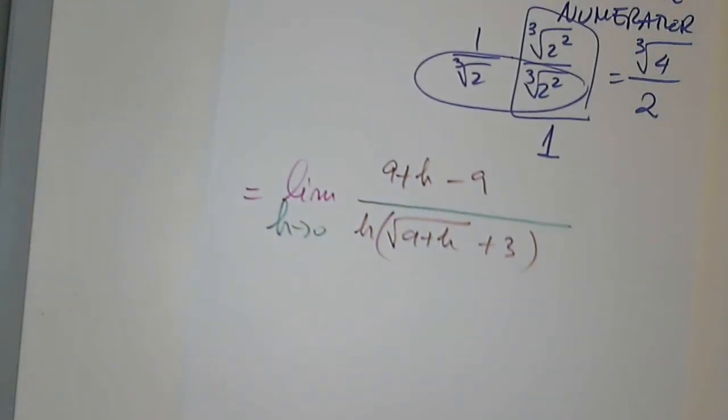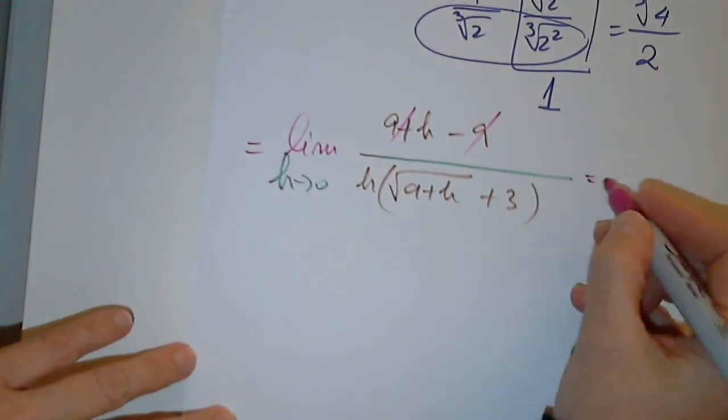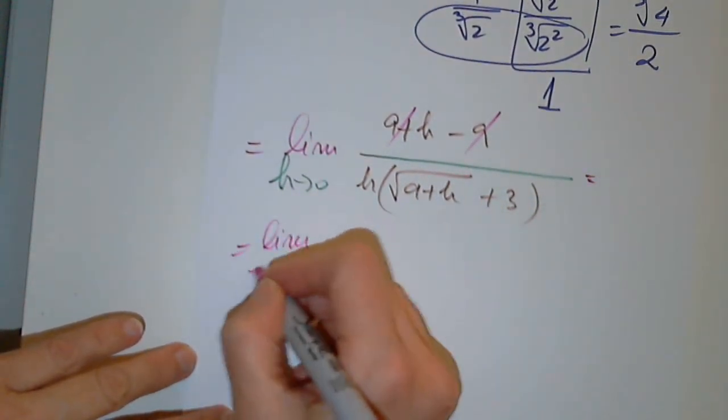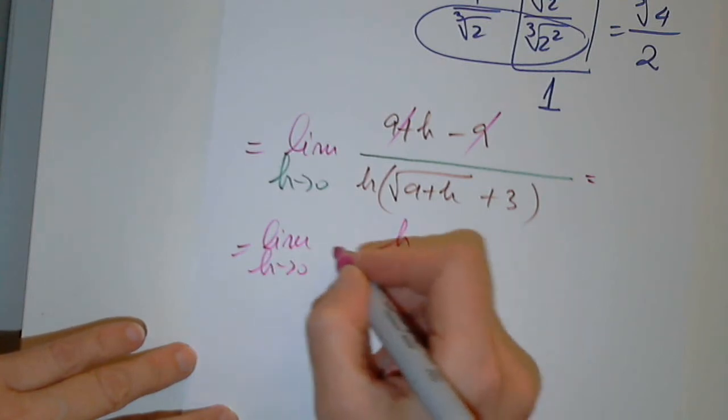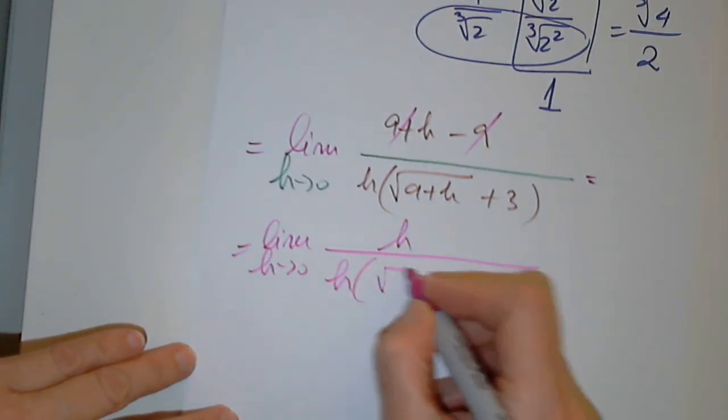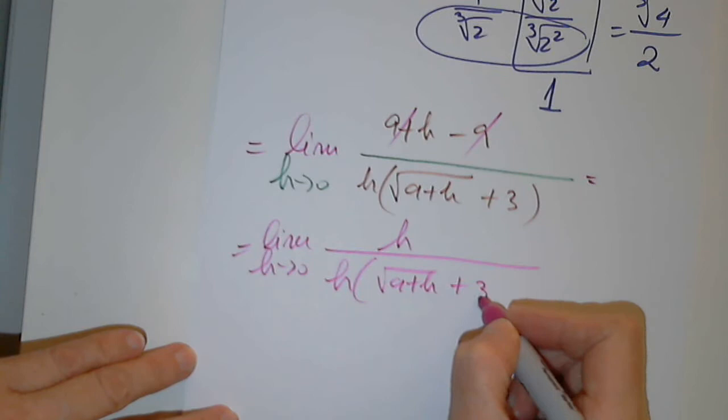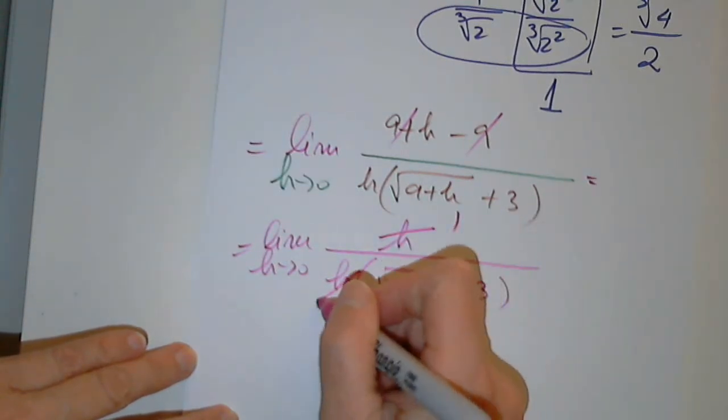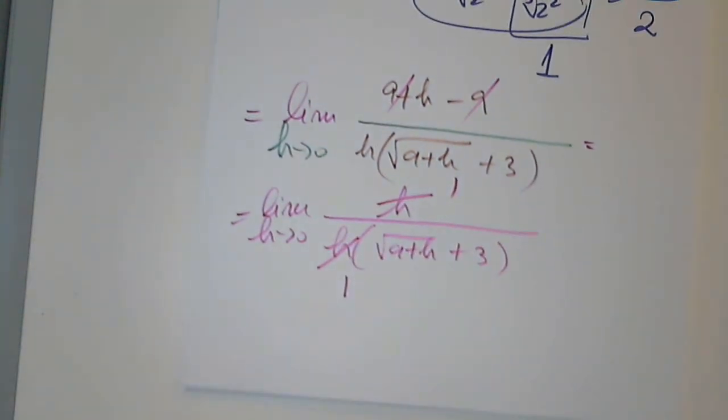Of course. I expect all terms without h to go away, and I expect the h from the denominator to go away, of course. In that particular order, not vice versa. So these two go away. Please write it one more time. So we have h over h, the square root of 9 plus h plus 3. Now you simplify. Please write 1 so you don't think it's 0, please.